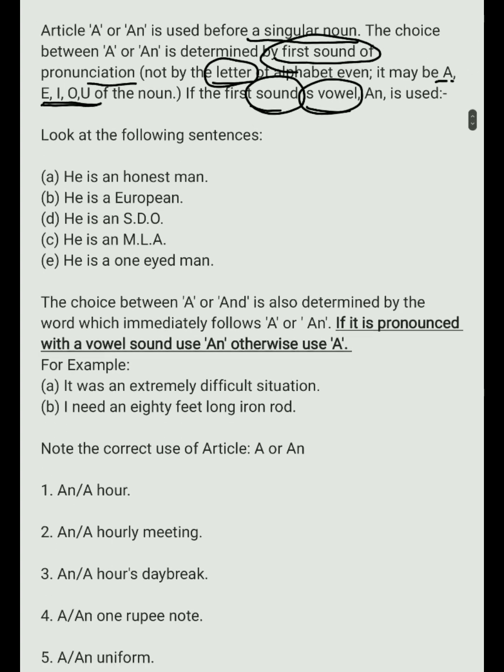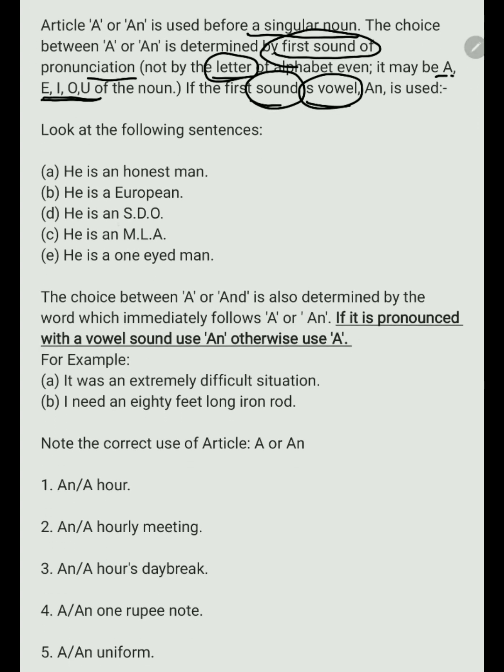All right. Now let us look at the following examples. He is an honest man. Now, why did I write an over here? Because the first letter of this word is H, but the sound is aw. So that is why we have to use an over here. He is a European. Now, E is a vowel, but still we have used a over here. Why? Because the sound over here is yoo, European.